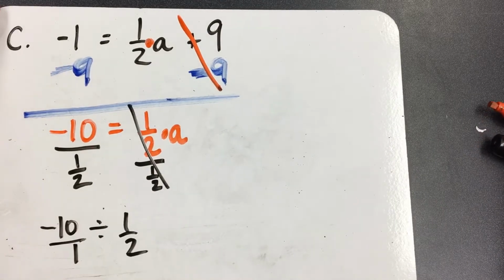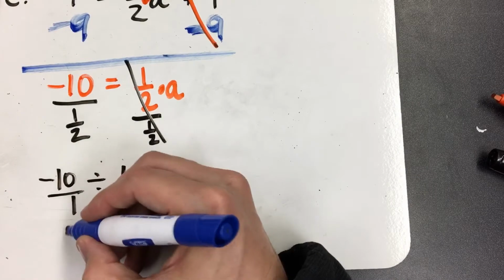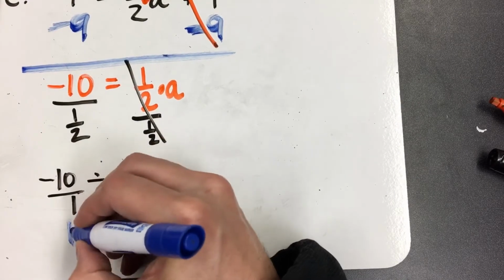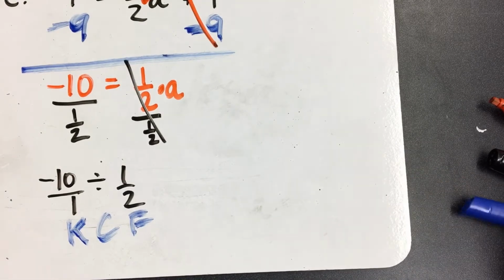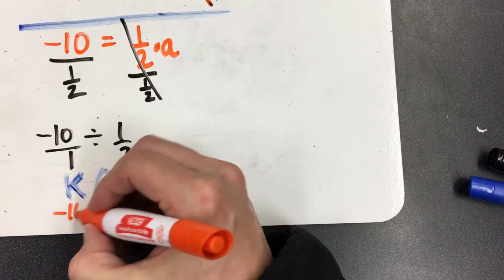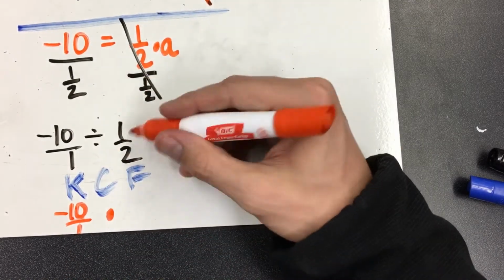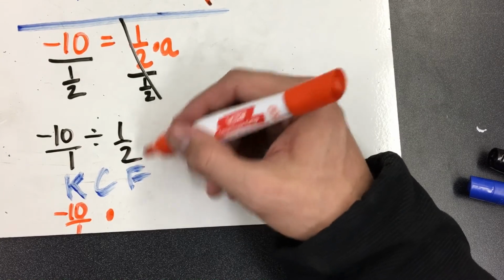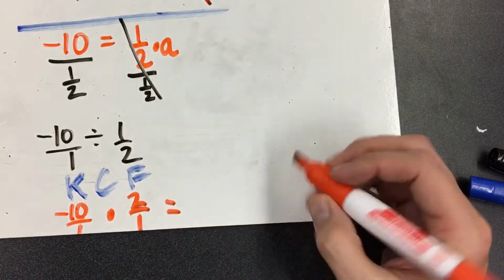No, we didn't. In 5th grade, 6th grade, whatever grade that is, instead of dividing, we would always do keep, change, flip, whatever you wanted to use for your acronym. We would multiply by the reciprocal. So what this would really look like is keep this the same, negative 10 over 1. I'm running out of space. Change the dividing to multiplying, and then flip, use the multiplicative inverse, the reciprocal, flip 1 over 2 to be 2 over 1. And now you can just work it out.